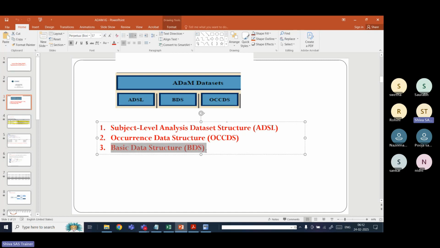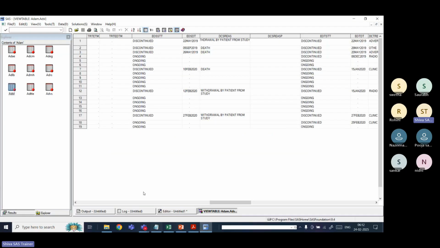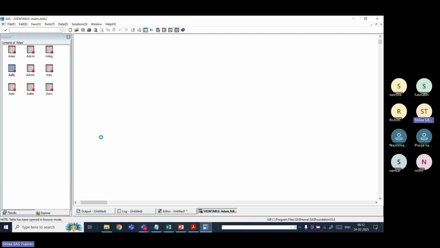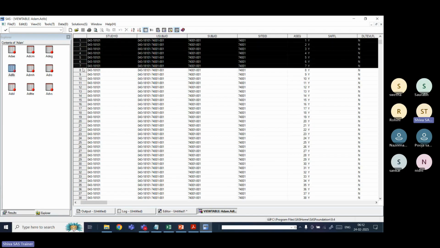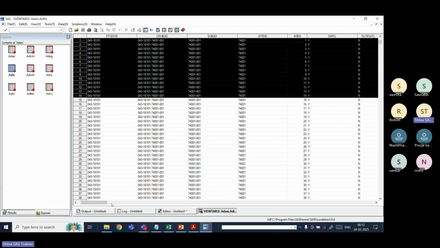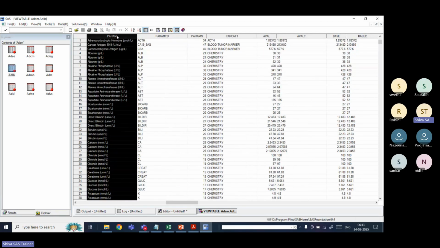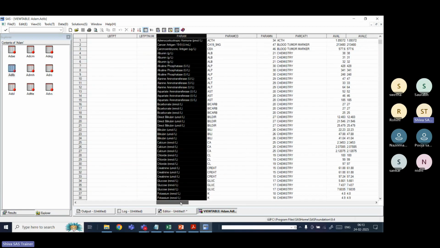BDS is nothing but the basic data structure. The subject can have more than one record, and the data was collected parameter-wise and visit-wise.